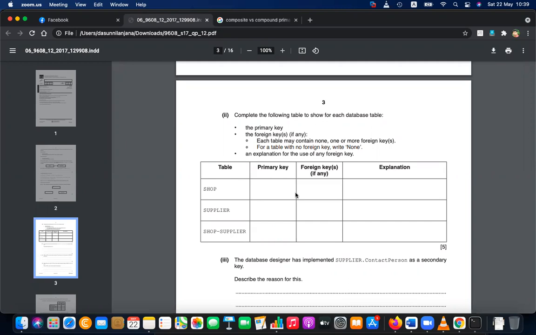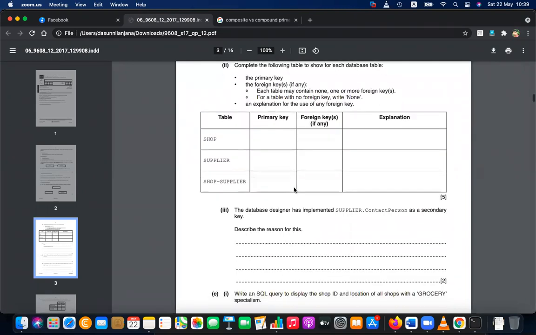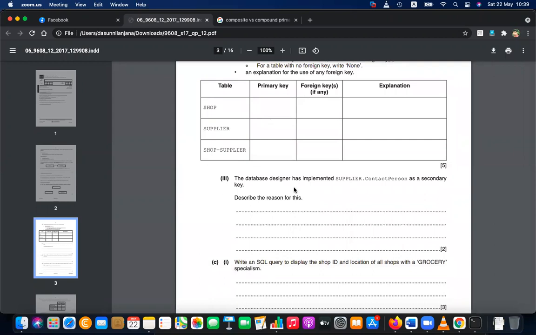Okay. Right. Then the database design has implemented supplier contact person as a secondary key. Describe the reason for this. The database designer has implemented supplier contact person as the secondary key, and it is asking for an explanation. Why? Any reason for doing this?